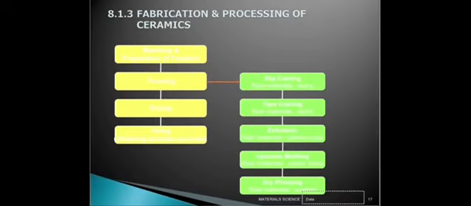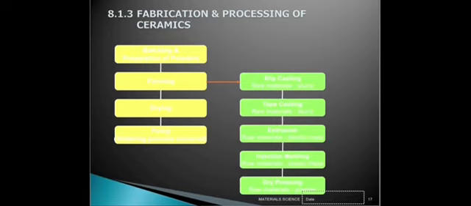So now we move to the fabrication and processing of advanced ceramics. There are 4 simple steps when we want to make advanced ceramics. The first step is batching and preparation of powders. Second step, forming. Third step, drying. And the last step is firing. In the firing step, a sintering process occurs.